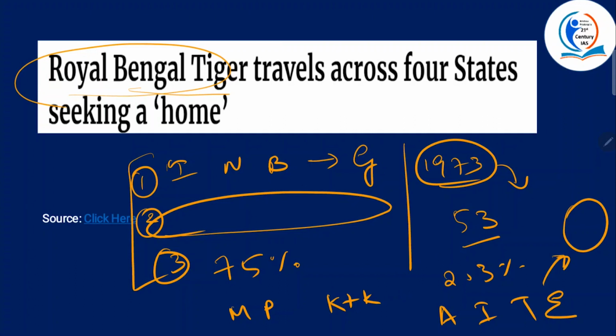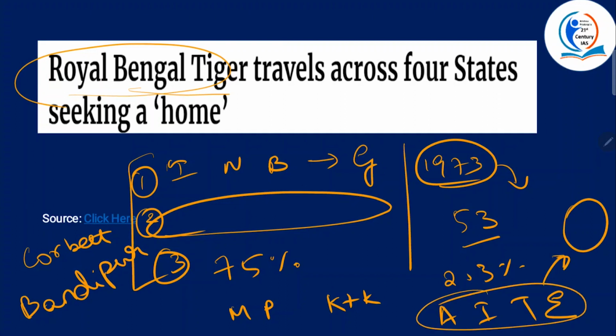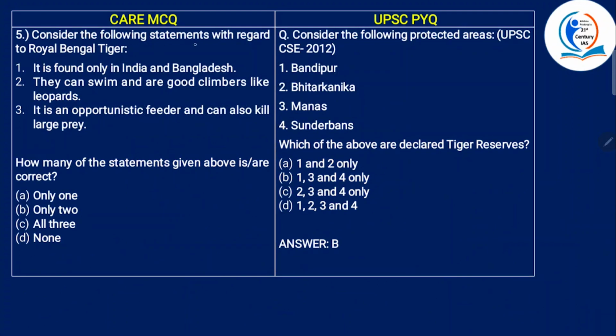In terms of tiger reserves, Jim Corbett National Park has the highest number of tigers. Next, after Corbett, it is Bandipur. All right, so these are some basics, and also please read some facts about the All India Tiger Estimates. Fine? Now, consider the following statements with regard to the Royal Bengal tiger. It is found only in India and Bangladesh.